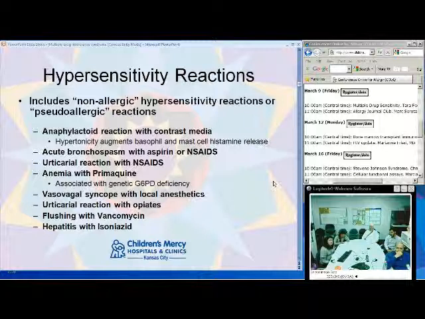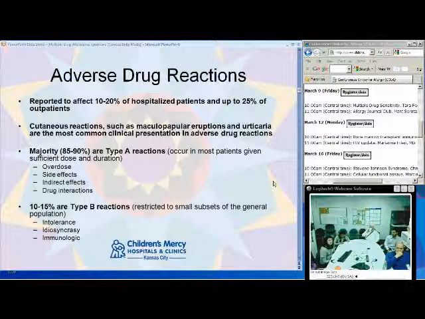You can have vasovagal syncope with local anesthetics that oftentimes will mimic an IgE-mediated reaction, where patients think they have hypotension. Urticarial reactions with opiates, flushing with vancomycin, which we all know about, the Redman syndrome, and hepatitis with isoniazid. Just a quick mention about adverse drug reactions. They affect 10 to 20% of hospitalized patients and up to 25% of outpatients. Most of them are cutaneous reactions, and oftentimes they're macular, papular, or urticaria. That's much more common than a bolus-type reaction.